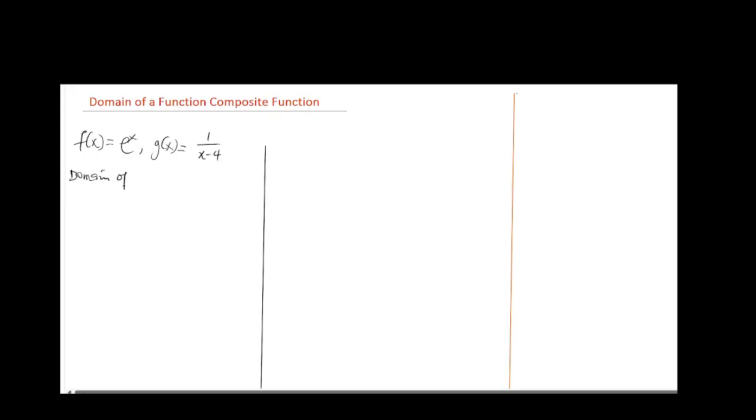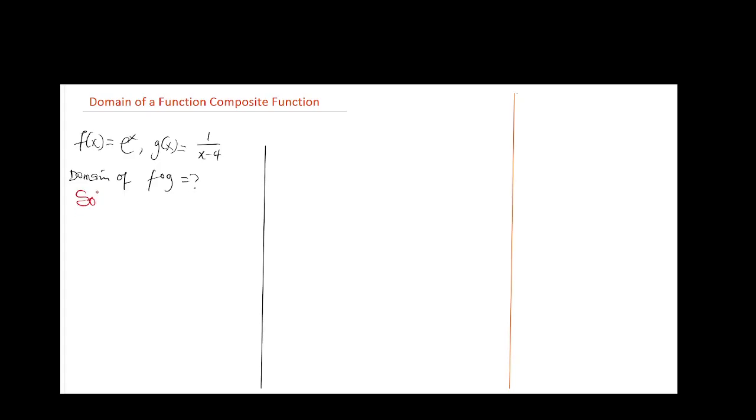How do you find the domain of a composite function that combines exponential and rational functions? For example, let's take our f of x equal an exponential function and our g of x equal the rational function, which is 1 all over x minus 4. Find the domain of f of g.